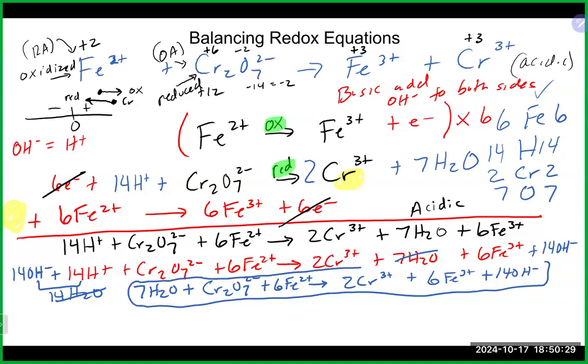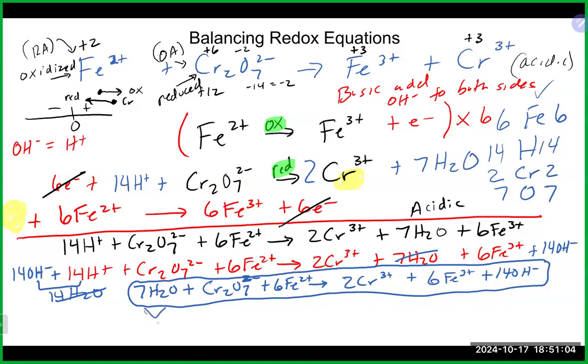And once again, if I did everything correctly here and didn't mess up, this guy should still be balanced both ways. So let's take a look. I have still 14 hydrogens on each side. I have 7 oxygens in the water on the left and 7 more in the dichromate is 14 oxygens. I have 14 oxygens on the right. I have 2 Crs on the left and 2 Crs on the right. I have 6 irons on the left and 6 irons on the right.